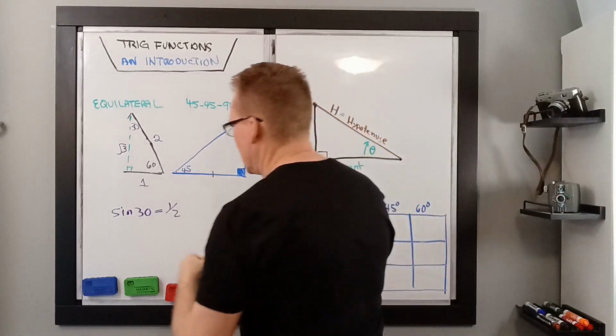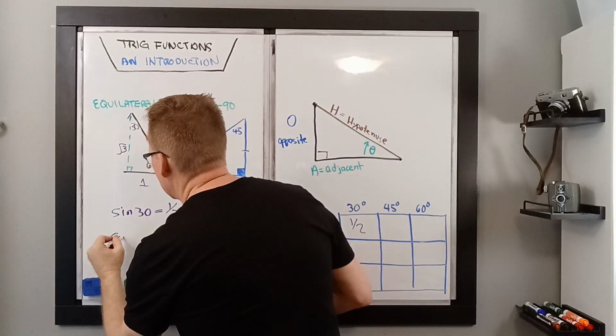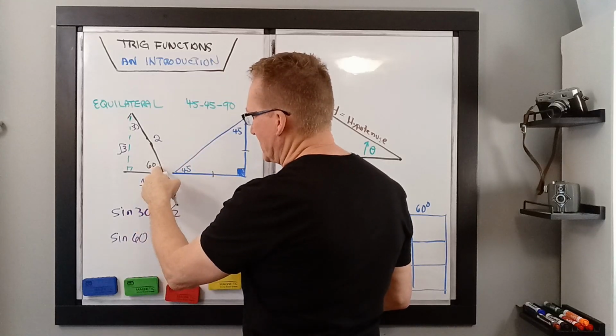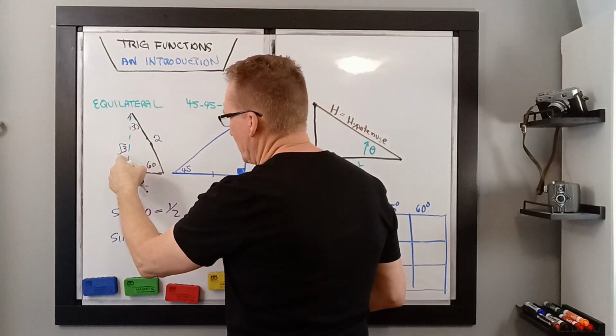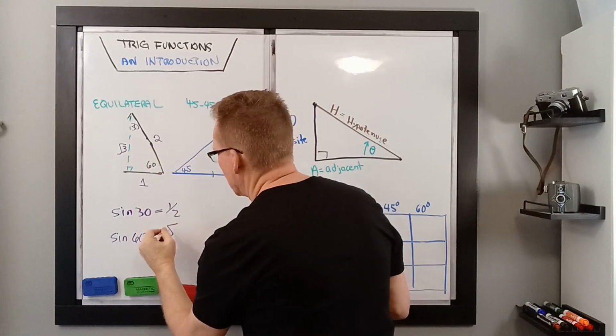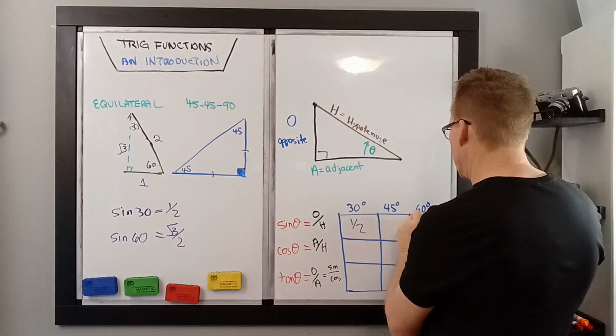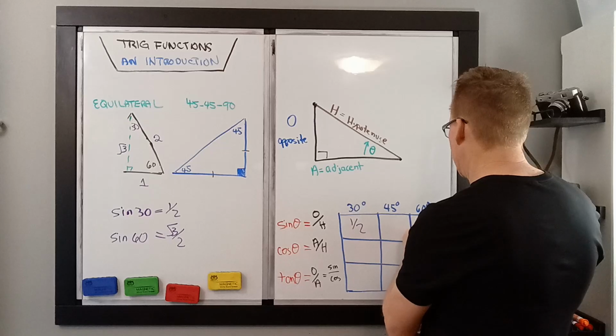And then I can find the sine of 60 degrees. Sine of 60 degrees is going to be this one. It's root 3 divided by 2. I'll write that in here, 60 degrees, root 3 divided by 2.